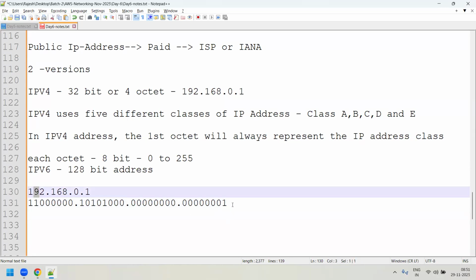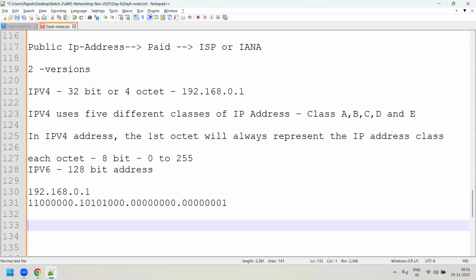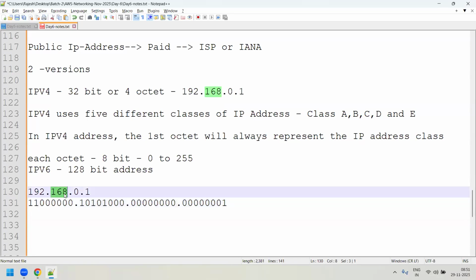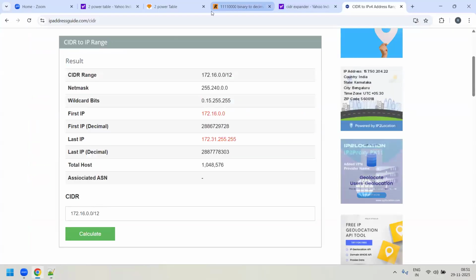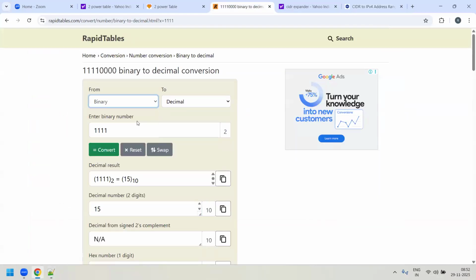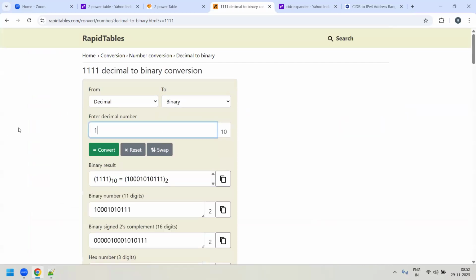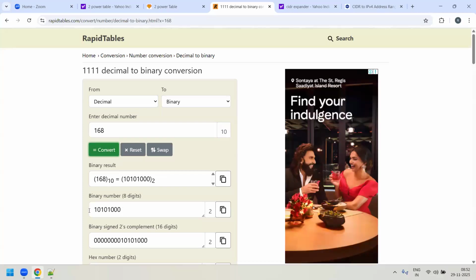Right? Otherwise, there is a quite simple formula. See, this is 8-bit. The 168, you are giving 10101, and then all zeros. If you go here, you have a decimal and you are converting it to binary. What is the decimal value? It is 168. Convert it. See, 10101000, this is the value.